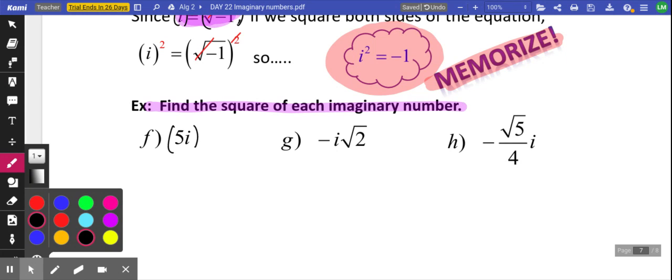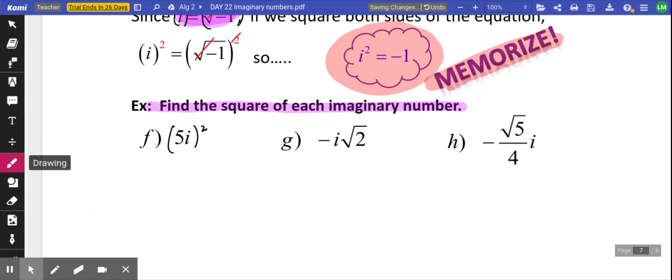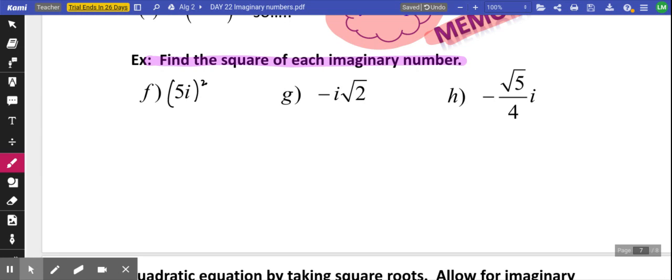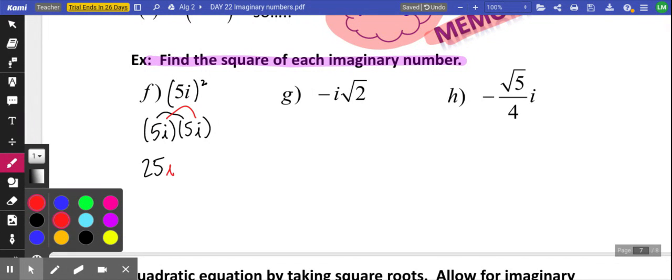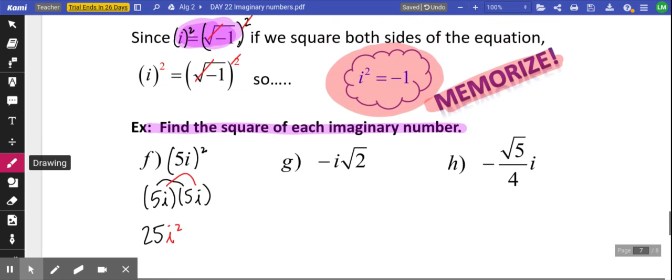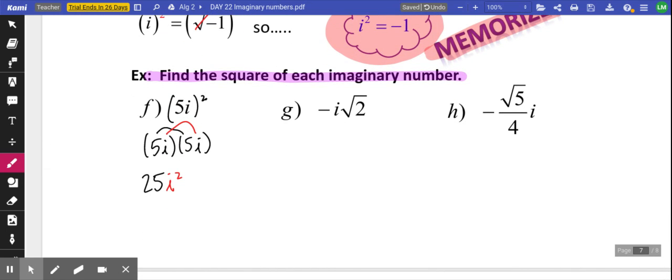So 5i squared. Remember, squared just means multiplied by itself. I like to write out just multiplied by itself. It makes it a little easier for me. So 5i squared just really means 5i times 5i. All we're going to do here is multiply the numbers together. 5 times 5 is 25. i times i is i squared. And you might remember i squared equals -1. So really we have 25 times -1, which is just -25.